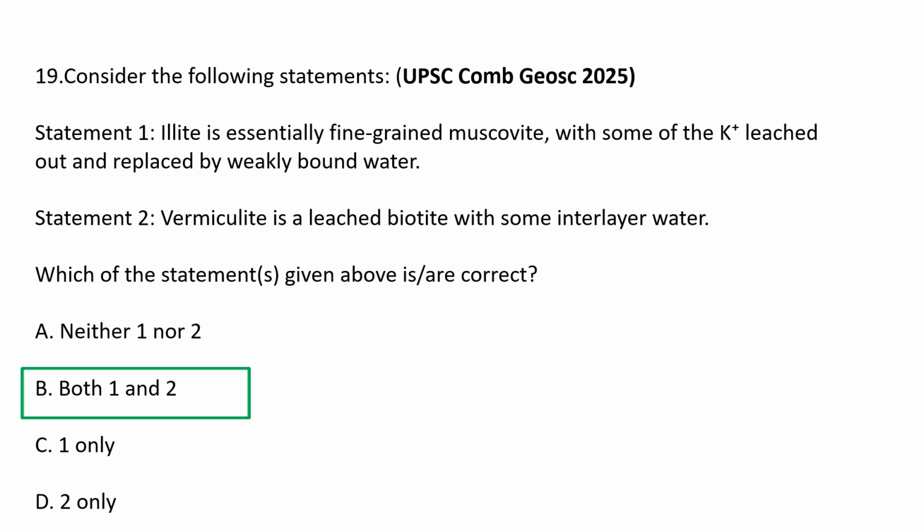So statement 1, it is illite. It is essentially a fine-grained muscovite with some of the potassium leached out and replaced by weakly bound water. So illite is a clay mineral that is found in sedimentary rocks, soils, and metamorphic rocks. It is also known as hydromica or hydromuscovite.